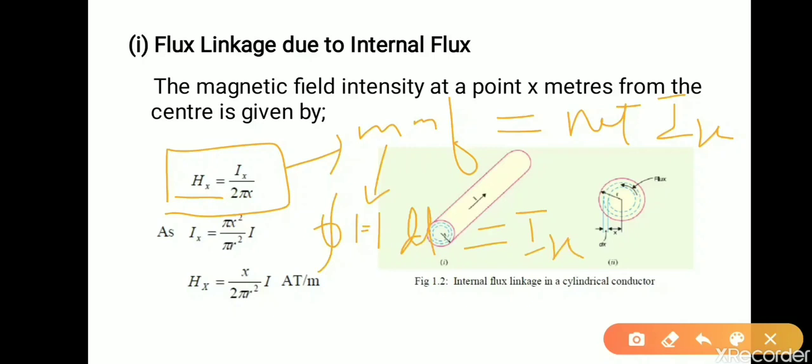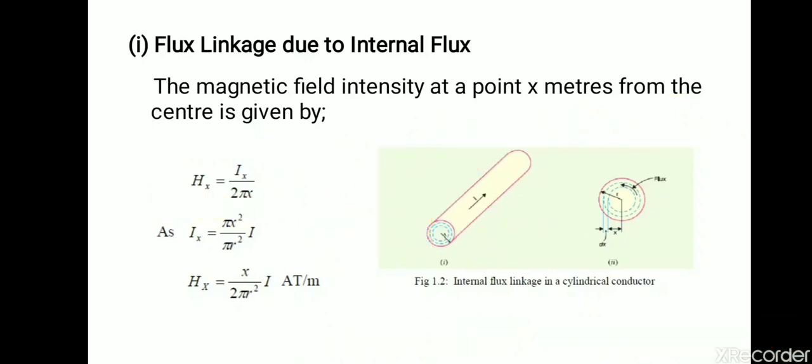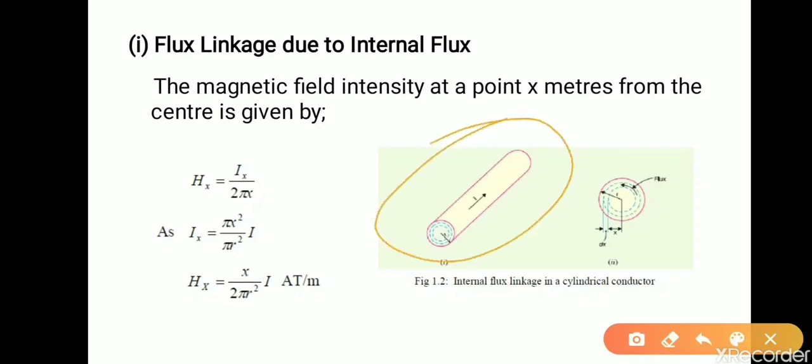And here H into dL will be equal to 2πx, which will be equal to I(x). So in this way we have obtained this equation. Now we are assuming a uniform current density across this conductor.